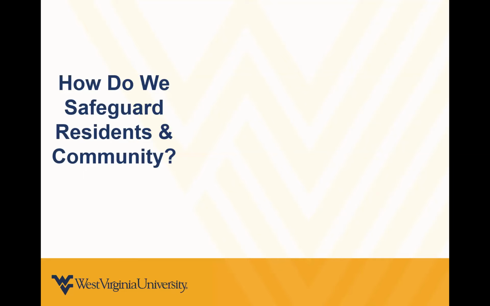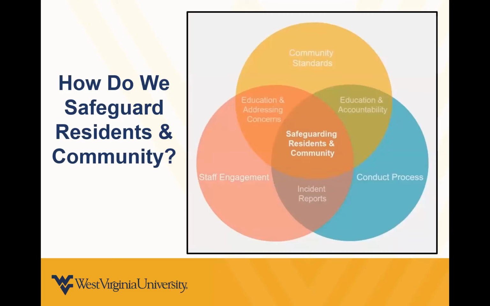There are several ways that we can do this, but three main areas that we will focus on today will be the community standards of conduct. This sets behavior expectations for our community members. Next, the way staff engage with our residents, either through education of expectations or by addressing concerns in the community. And finally, the conduct process and the role it plays in educating our students and holding them accountable. Let's now look at these in more detail.